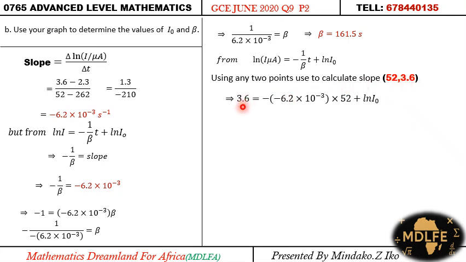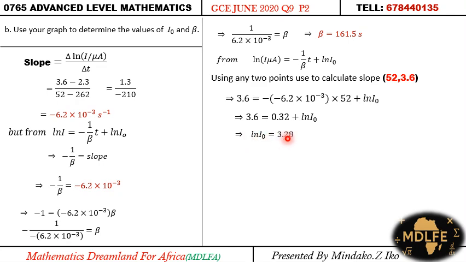At the end of the day, I'm going to have 3.6 being equal to negative of this value, because the slope, negative 1 over beta, also gave us a negative. Then times 52, which is our time value, then plus ln I naught. This negative combines with the other negative to give us positive. So I'm going to have 3.6 equal to 0.32 plus ln I naught. So ln I naught is equal to 3.28.